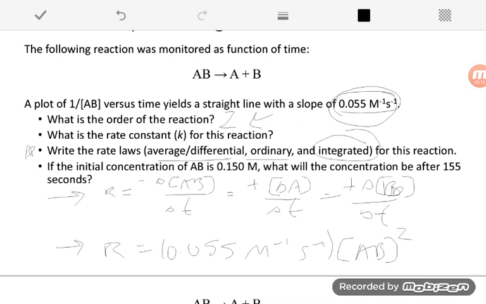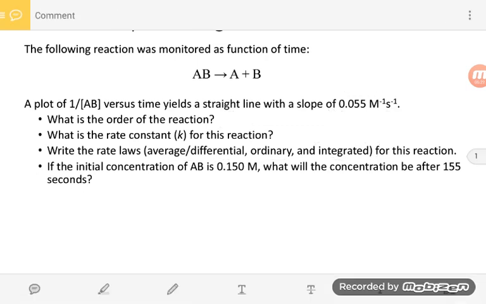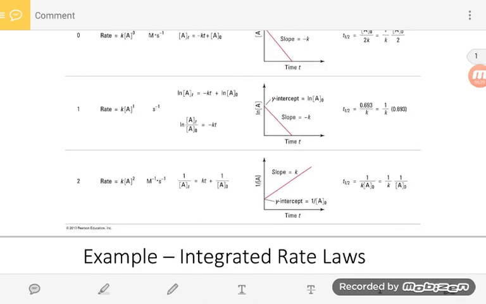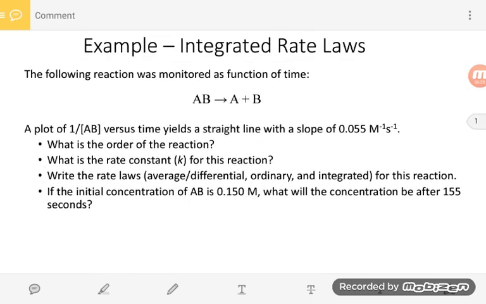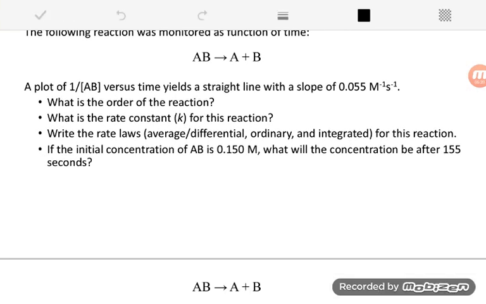For the integrated, this is the one where it doesn't actually have the word rate in it. So the easiest thing to do is just go back up and look at the form of our second order rate law, and then we just fill in the blanks with our information. So we have 1 over our reactant, which is AB, and we put the t there because this one shows how the concentration changes over time.